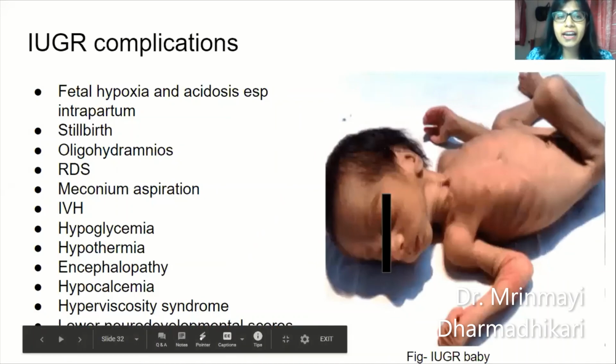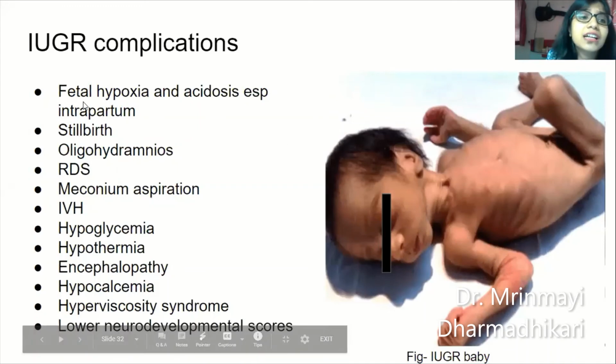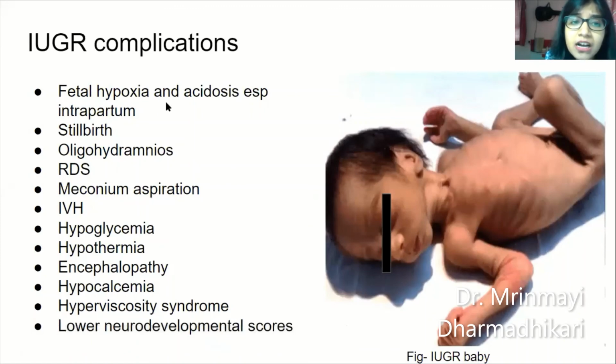Okay, so coming to our end product, that is the IUGR baby. As you can see, it has a typical old man appearance with loose, dry skin, wrinkled skin, scaphoid abdomen, protuberant ribs, very little subcutaneous fat, muscle mass is also reduced. They are also at a risk for other complications like fetal hypoxia, acidosis, especially intrapartum. Higher chances of stillbirth, especially if you are conserving the pregnancy for too long a period of time.